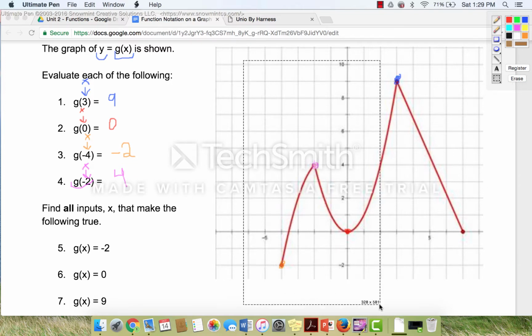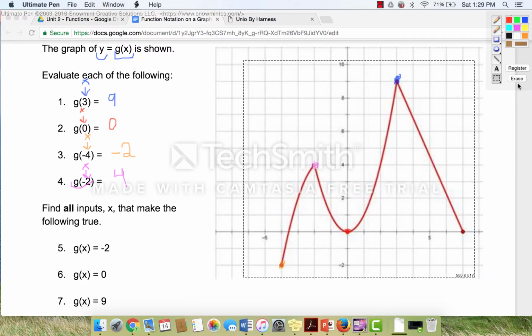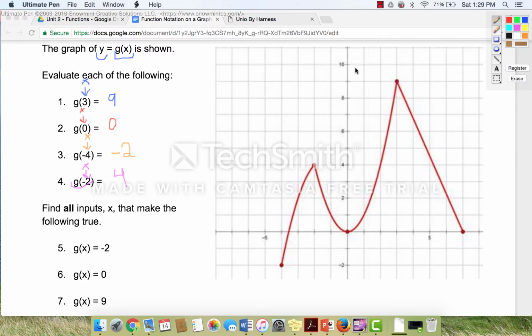So our first chunk of this is done. Again, I'm always just looking for, given my certain x value, what is y? Now things change a little bit on the second part. We need to find x values that make the following true. So g of x equals -2 is just saying that y is -2.